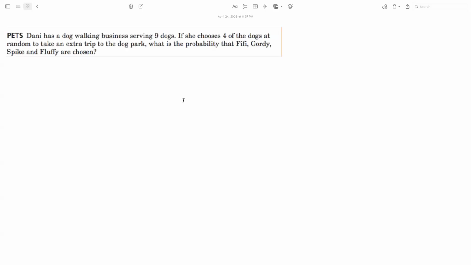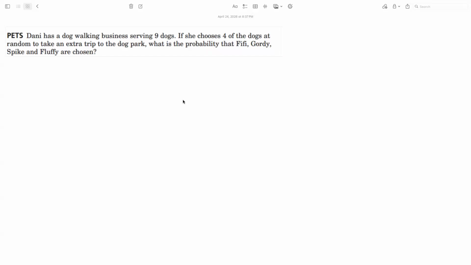Somebody explain. Danny has a dog walking business serving 9 dogs. If she chooses 4 of the dogs at random to make an extra trip to the dog park, what is the probability that Fifi, Gordy, Spike, and Fluffy are chosen? Order is not important. You're going to choose 4 out of the 9. So what should it be? These 4 are chosen. How many favorable ways are there? 4. Yeah.